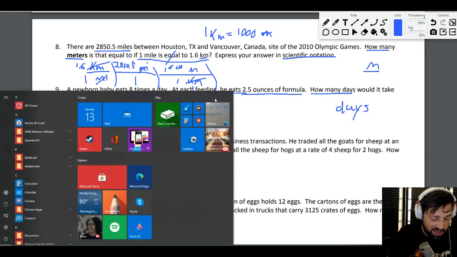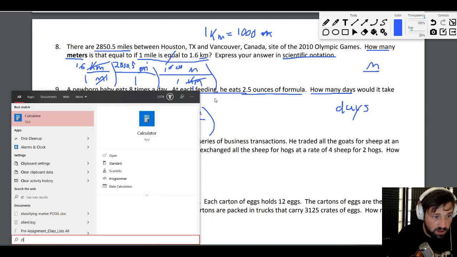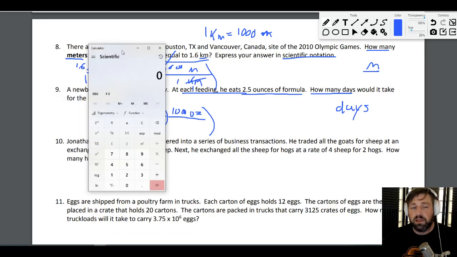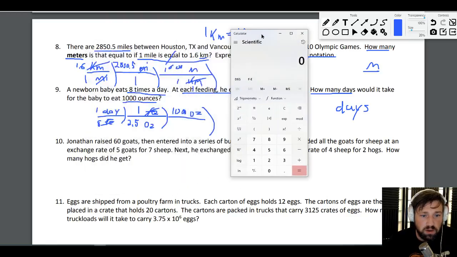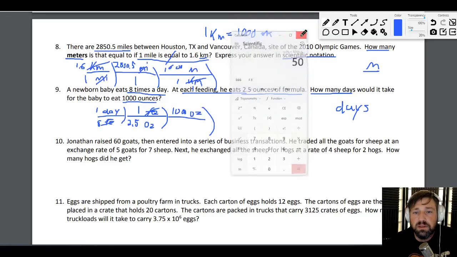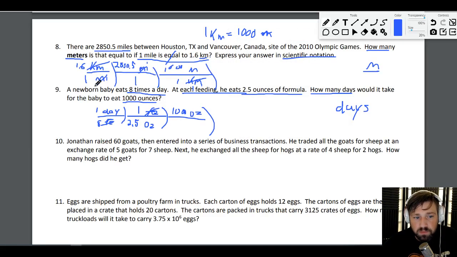How many days is that? Calc. Let's check this out. So, 1 divided by 8 divided by 2.5 times 1,000. 50 days. About 2 months. Yeah, no, that sounds about right. Okay. So, that's how we can go about solving things like this.